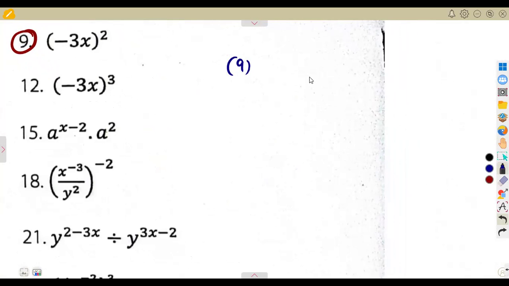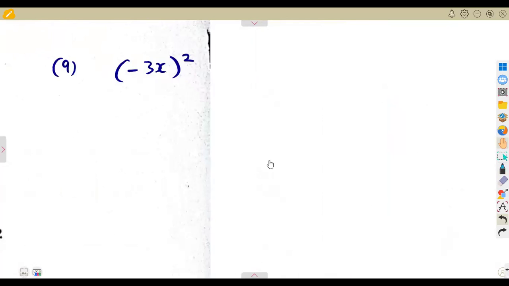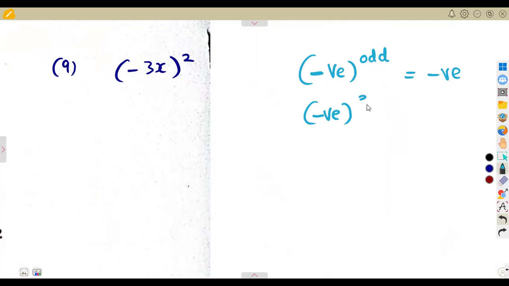Number 9, we are given minus 3x to the exponent of 2. So what does it mean? It means everything is being raised to the exponent of 2. But whenever you are working with a negative, let us conclude the part on negatives. If a negative number is being raised to an odd power, it is going to remain as a negative. If a negative number is being raised to an even power, it changes to be a positive.